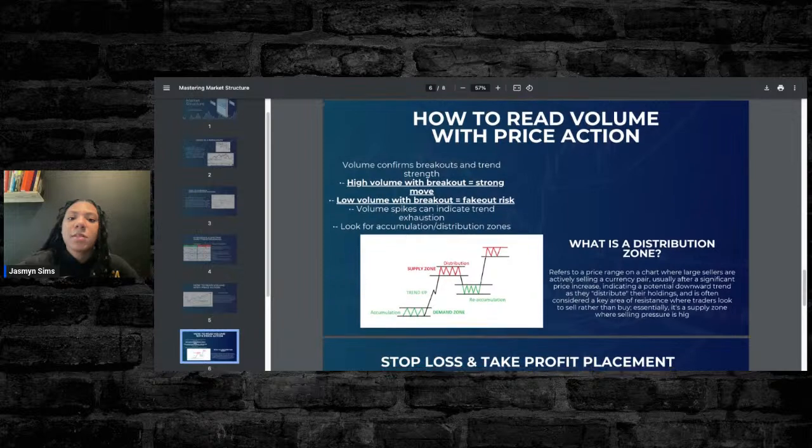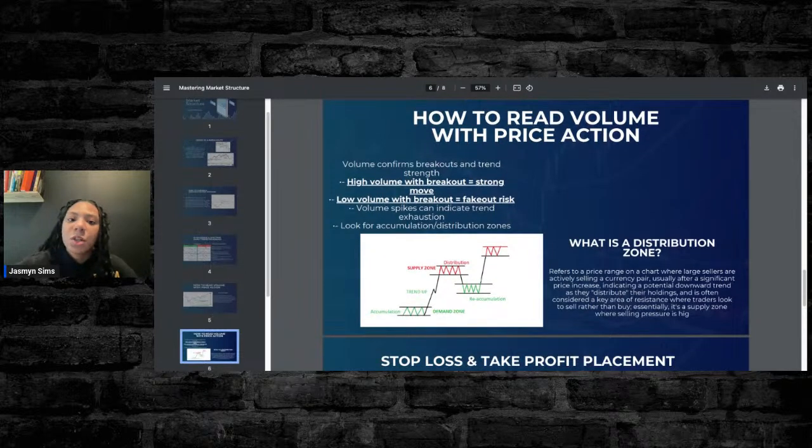So volume spikes can indicate trend exhaustion, which pretty much means a trend has been going up for, I don't know, let's just say an hour and a half. So with that being said, everything that goes up must come down. So it could be an indication that there will be a breakout, which would lead to selling. So basically, you're just going to look for accumulation and distribution zones.